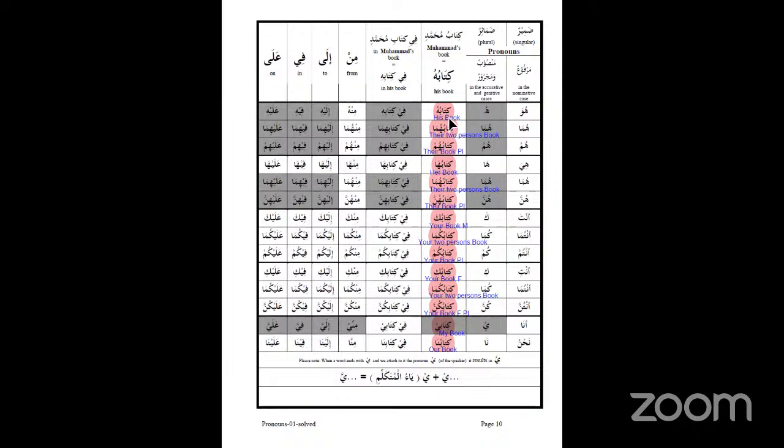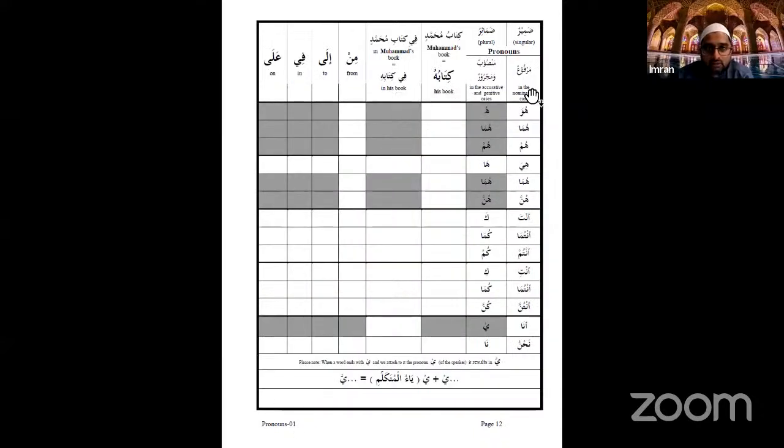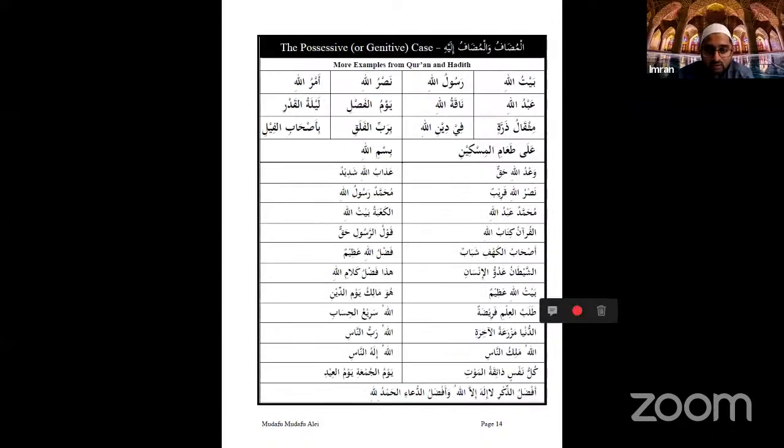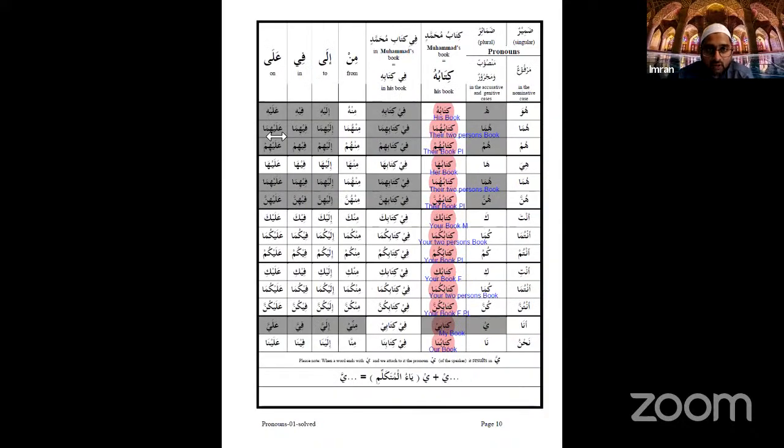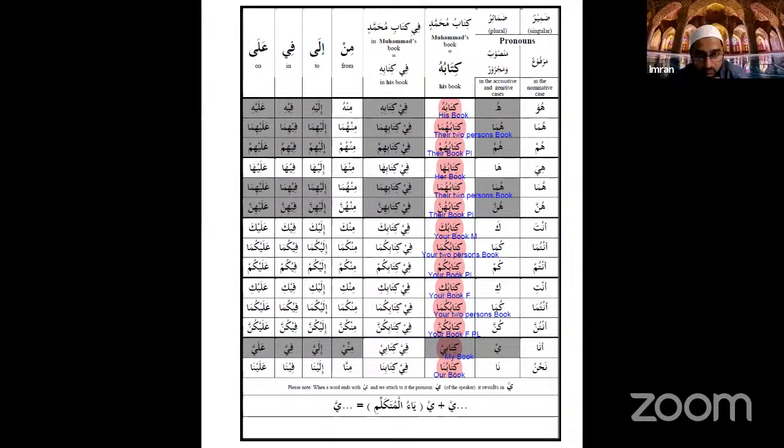Kitabuhu, his book. Kitabuhuma, their book. Correct. Sorry, one second, let me go back. Oh, ya Allah. Sometimes the laptops. That's all right. There you go. Kitabuhuma, their book. Kitabuhum, their book. What does PL mean? PL means plural. Kitabuha, her book. Kitabuhuma, their books, but like two persons. Right. Kitabuhunna, their book, plural. Kitabuka, your book, male. Kitabukuma, your book, two persons. Kitabukum, your book, plural. Kitabuki, your book, female. Kitabukunna, your book, female and plural. Kitabi, my book. Kitabuna, our book.